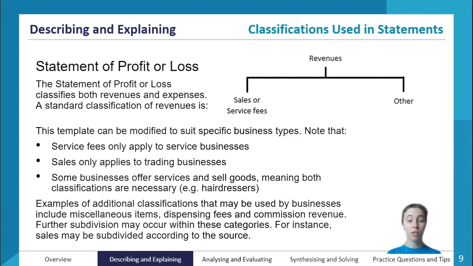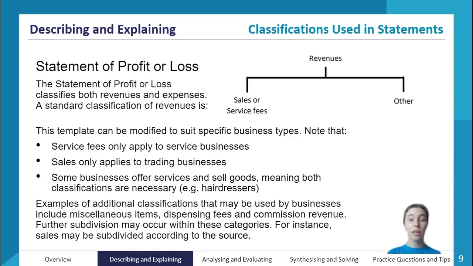So some additional classifications that could be used by businesses include miscellaneous items, dispensing fees, and commission revenue as well. So for example, with commission revenue, if it is a real estate business and the organization has some kind of revenue system where you receive a commission for certain sales of something.